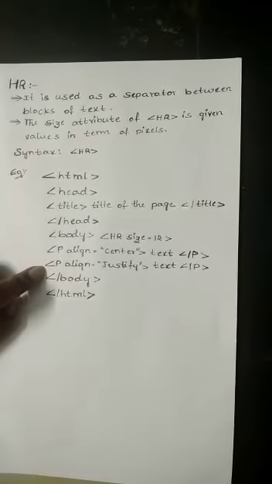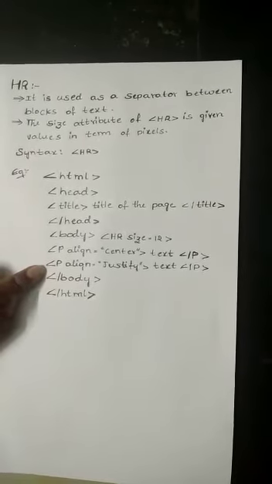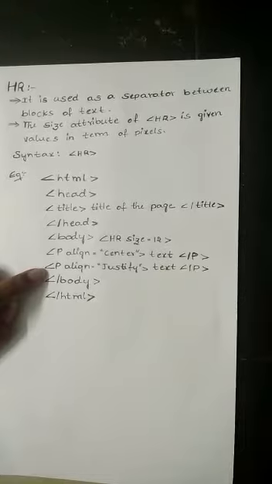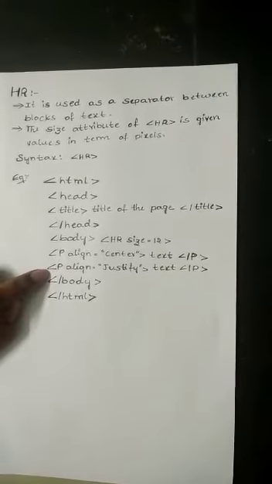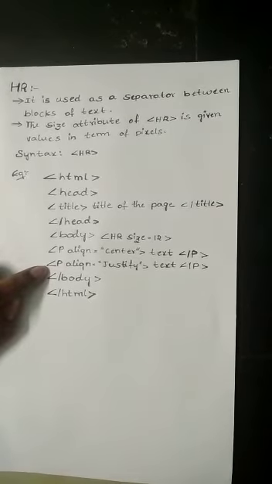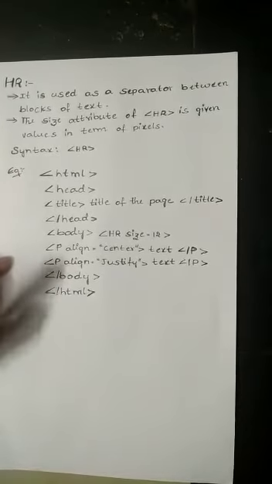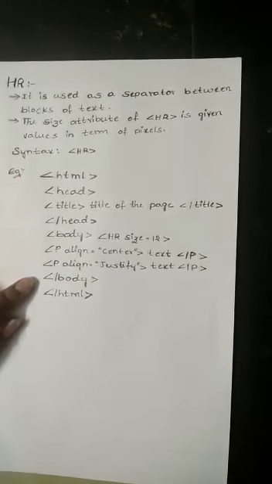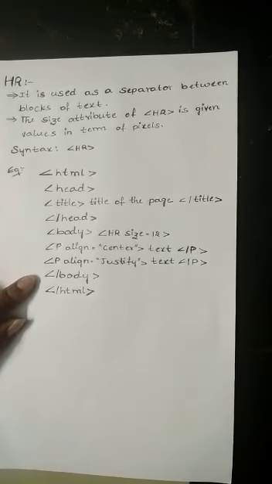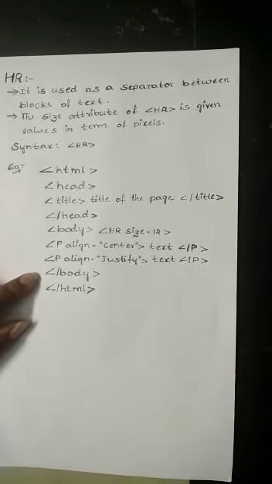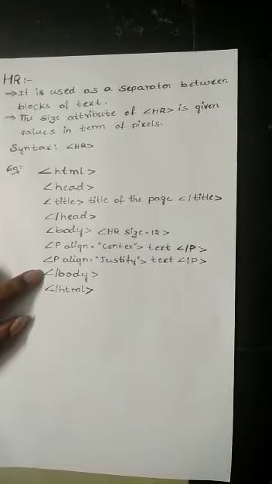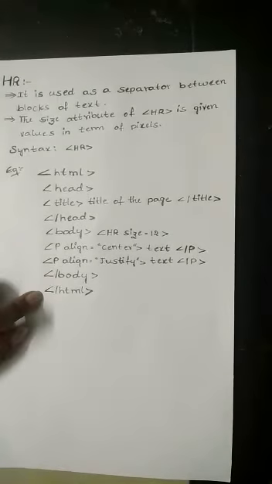Coming down, P align equal to justify. Type your text, then close the paragraph tag. I already said that justify aligns the text from both left and right margins. That means the starting and ending of the sentences will be equalized. Okay, then close body tag, then close HTML tag.